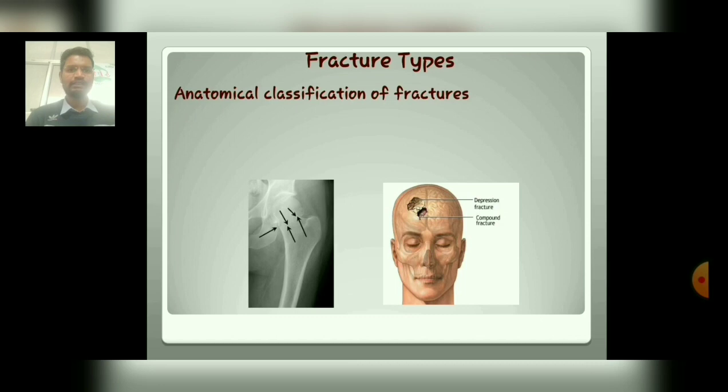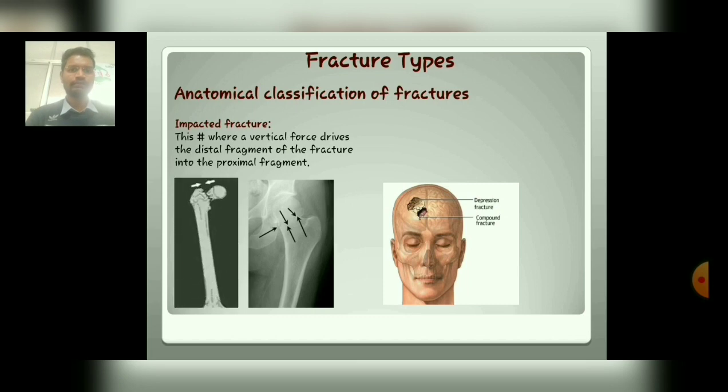Next is impact fracture. This is a fracture where a vertical force drives the distal fragment of the fracture into the proximal fragment. As you see in the picture, the next fracture is depressed fracture. This fracture occurs in the skull where a segment of bone gets depressed into the cranium.